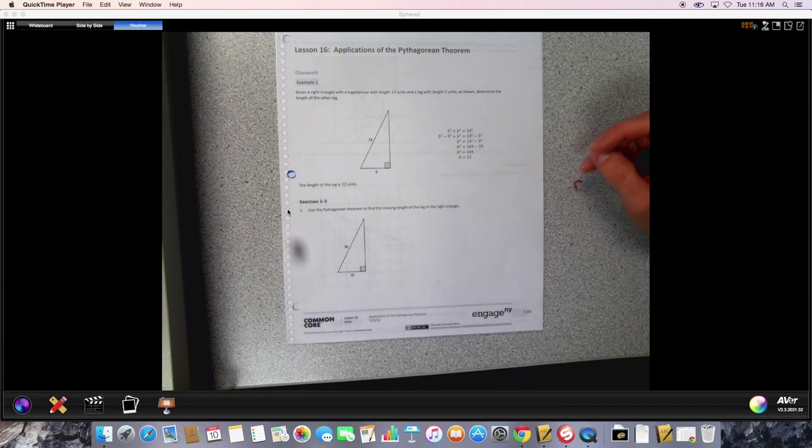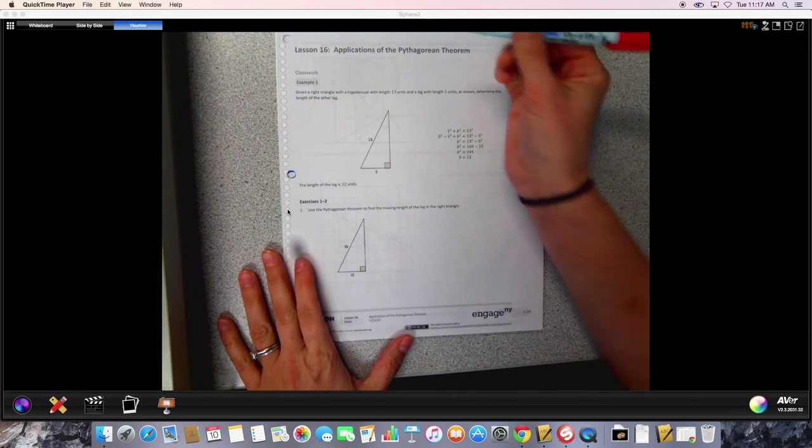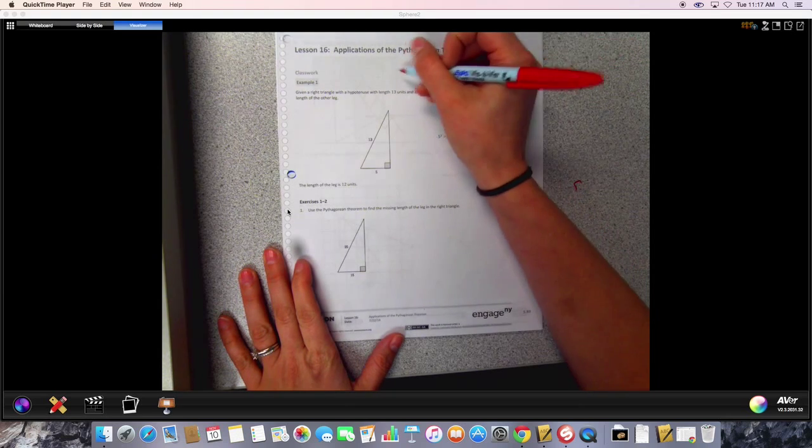16, and we are to the last lesson in Module 2 packet today, and that is applications of the Pythagorean theorem. Yesterday, we talked about the Pythagorean theorem, what the formula was, and how to find the hypotenuse C. So we'll just remind everybody what the formula is.